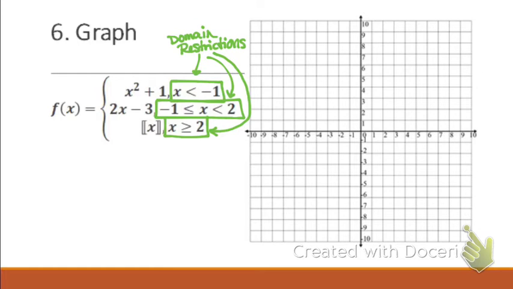All right, so there are my domain restrictions. I'm going to come over here and put them on my graph. I know I need one at -1. I know I need one at +2. Those are the only integers, the only values that I was given when I looked at those domain restrictions.